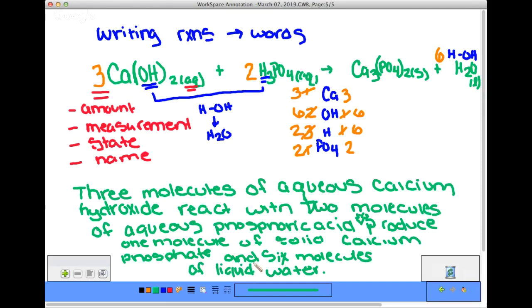Okay, so again, I have the amount. The amount is the 3. The measurement is the molecules. Molecules, if you didn't want to write molecules, we could also call this measurement a mole because they can be interpreted the same way. So if you wanted to use a mole, you could have used a mole. The state is the fact that we have aqueous, solid, and liquid. So those states. And then the name. So we have calcium hydroxide, phosphoric acid, calcium phosphate, and then water. So that's how you would write it out in words, making sure that you keep all those different parts when you write it out.